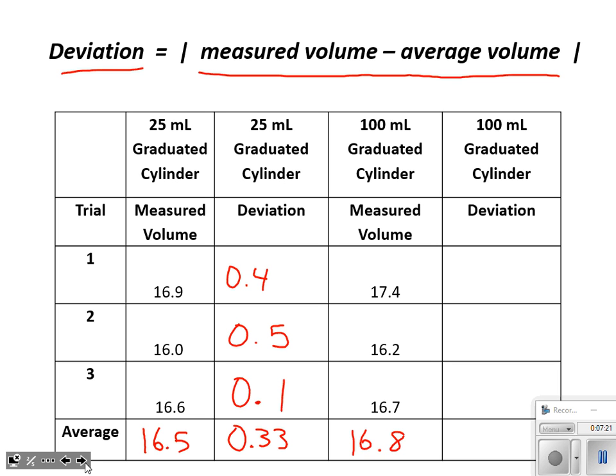So now once again I do the deviation, okay? The measured volume of 17.4, and I subtract 16.8. So that gives me 0.6. Is that correct sig fig wise?